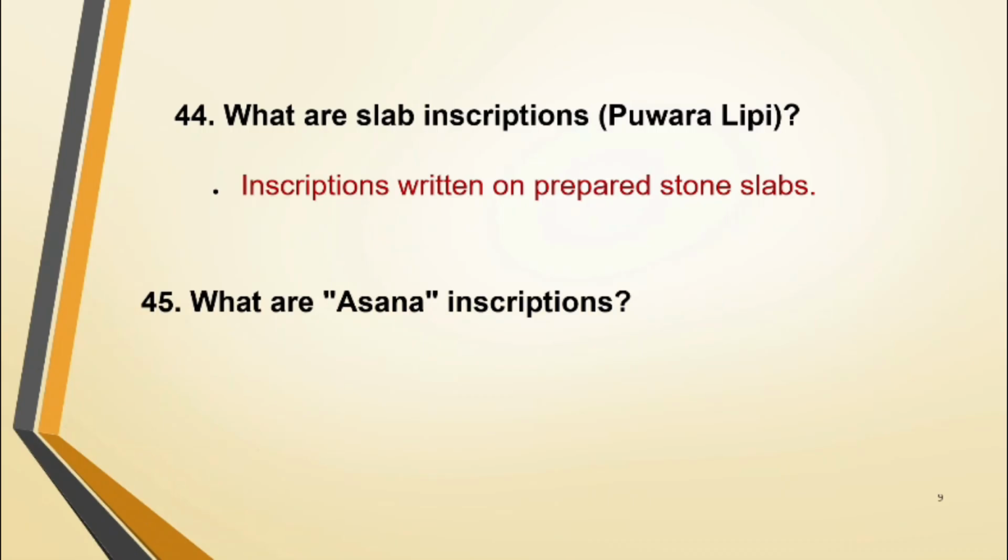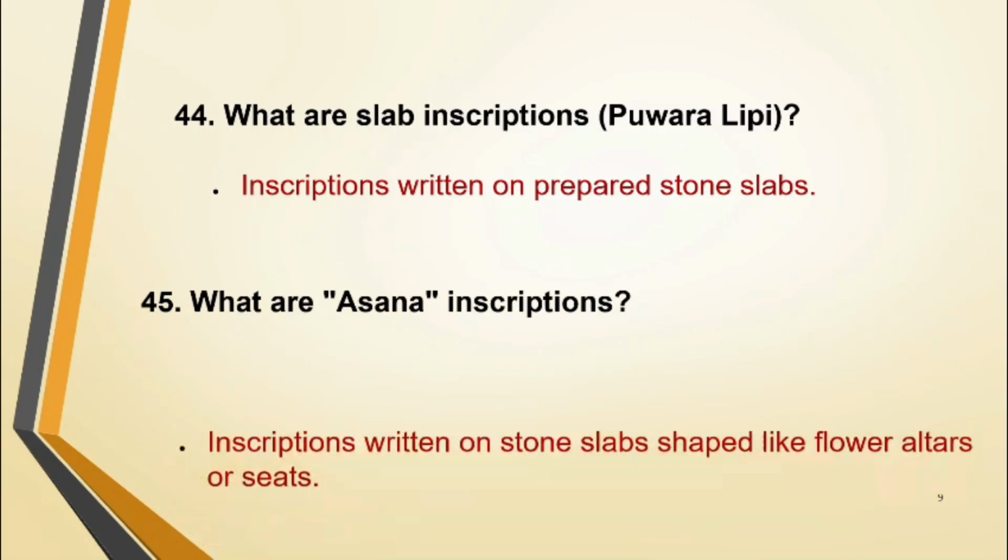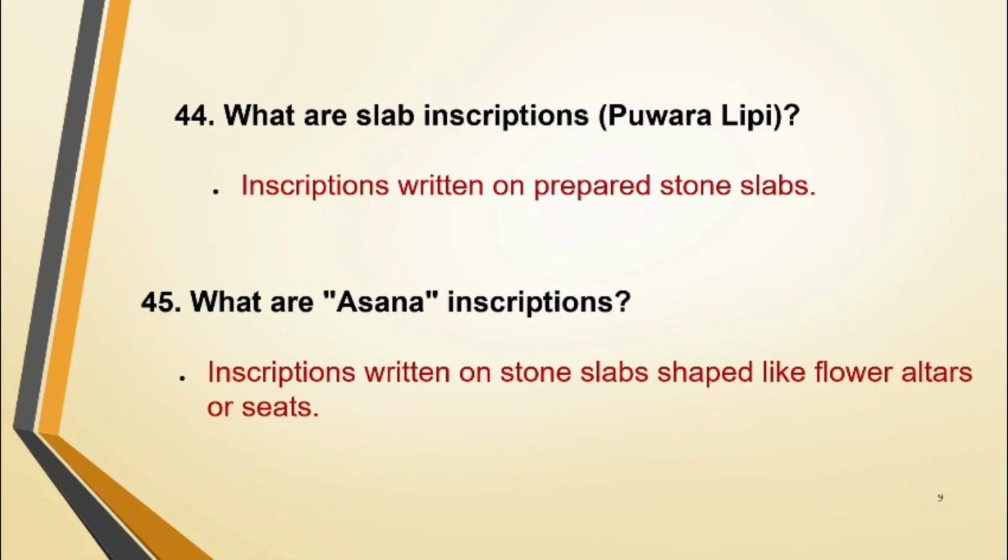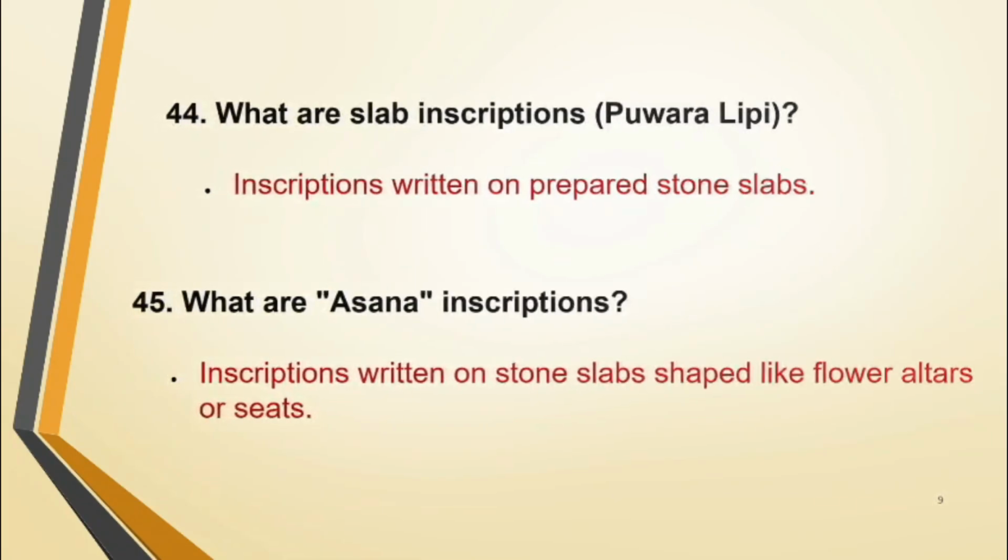What are asana inscriptions? Asana. Inscription written on stone slabs shaped like flower, altar or seeds. Asana means seeds. Right? Some inscriptions were written on stone slabs, sometimes shaped like flower, altar or seeds. Those are called asana inscriptions.